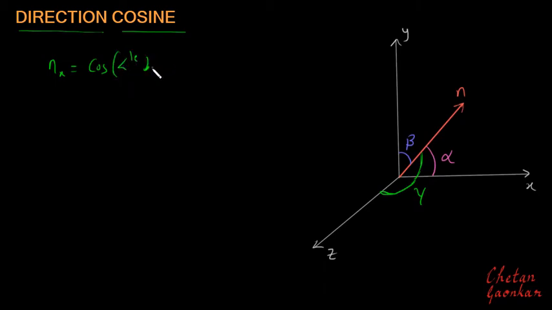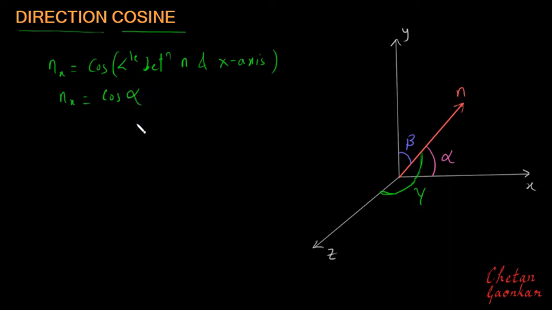cos of angle between n and x-axis. All right, now here what is the cos of angle between n and x-axis? It is alpha, right? So nx will be equal to cos of alpha.